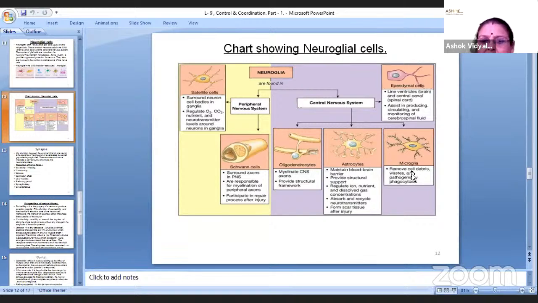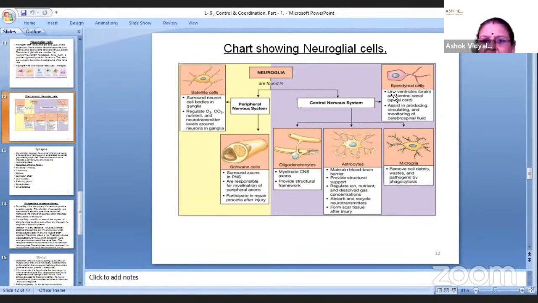Next you see the third type, that is the microglia. It removes cell debris, waste and pathogens by phagocytosis. The microglia cells are phagocytic in nature. Okay.